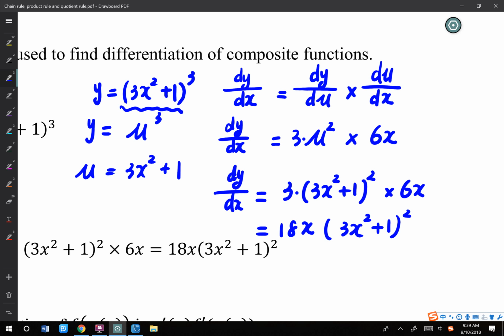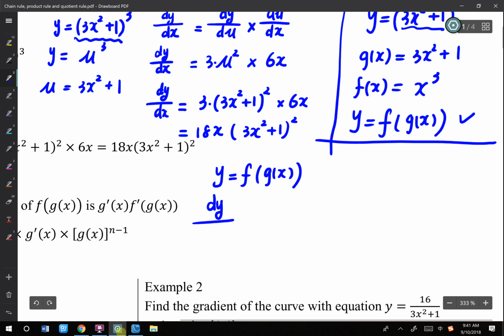But you don't really think about it this way. This is of very limited use. I will show you when we use this one and when we use that one. But what's dy/dx equal to? We derive the inner function, g'(x), and multiply by the derivative of the outer function, f', and we still put g(x) in. That's the result of the derivative.